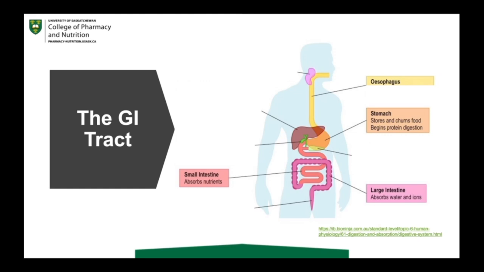From there, what remains is passed into the large intestine, where water and electrolytes are reabsorbed. It should be noted that the large intestine cannot absorb macronutrients, or carbohydrates, protein, and fat, or vitamins and minerals. After traveling through the large intestine, remaining content is excreted from the body as fecal matter.